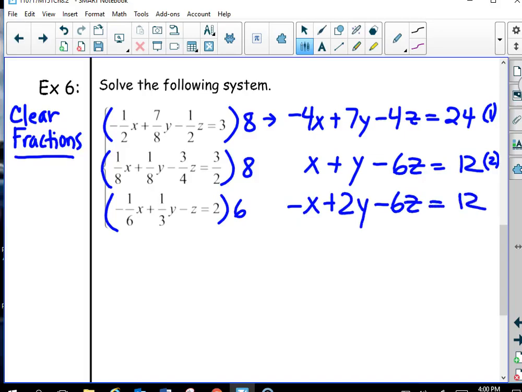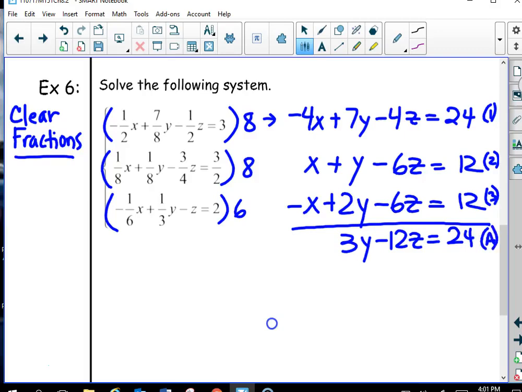All right, well, equation 3 and equation 2 will definitely cancel out the x's, and then I could probably use equation 2 to cancel out the x's with equation 1. So let's start with just 2 and 3. And we get 3y minus 12z equals 24. That's my first equation in 2 variables.